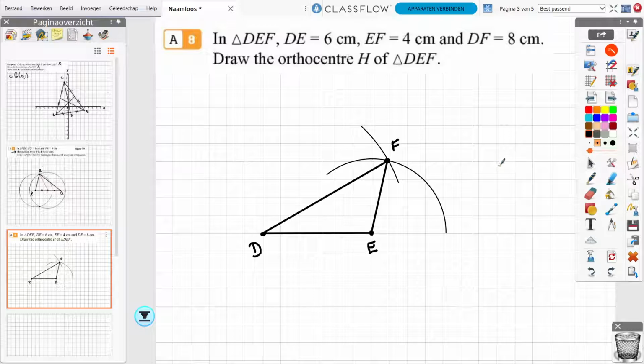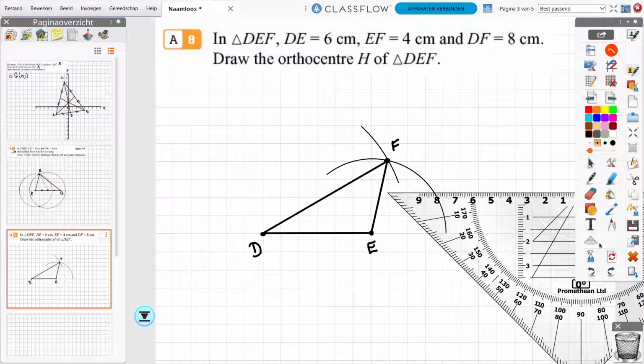Okay, now I want you to find the orthocenter H of DEF. And we have to use altitudes for that, right? Because the orthocenter is the intersection point of the altitudes. Or in Dutch, you can say het hoogtepunt is het snijpunt van de hoogtelijnen. And I'm going to draw the first one from E. And you will see, if you're going to do that, that is the easier one.